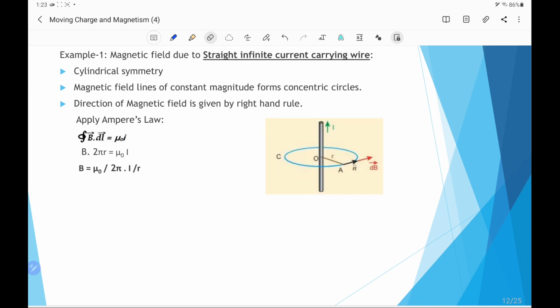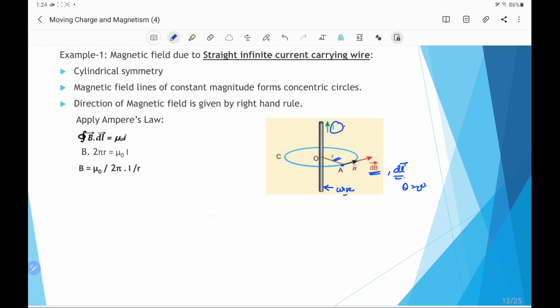Take some examples. Example 1 is to find the magnetic field due to a straight infinite current carrying wire. In the figure, this wire is of infinite length and carries the current I, and we have to find the magnetic field at a point which has a perpendicular distance r from the wire. So we draw an Amperian loop through the point, and it is a circular loop which has the cylindrical symmetry of the infinite wire. The field will always be tangential at each point of the loop as per the right hand rule. Therefore, we can say B and dl are both in the same direction, that means theta is 0 degree.